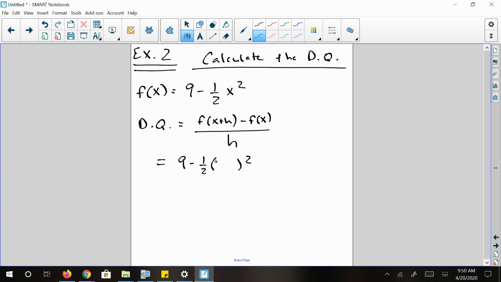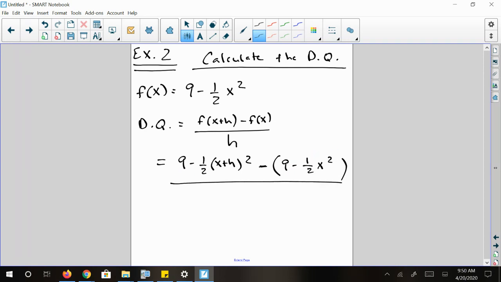Okay, minus my f of x is, now this is really important. If I'm going to plug this function in for f of x, I must put parentheses. Okay, sorry, I wrote brackets. Doesn't matter if you use brackets or parentheses. I'll go ahead and use parentheses. So this will be minus (9 minus 1/2 x squared). This is f of x, all divided by h.